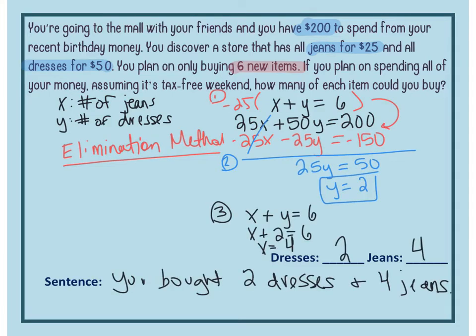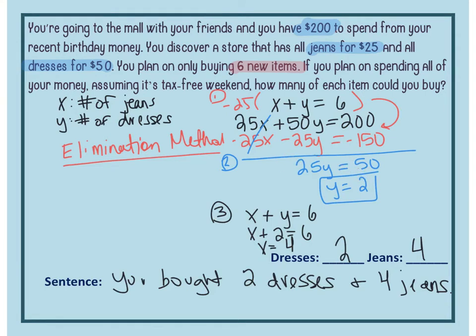Okay, hopefully you came out to the right answers. Now, it says dresses and jeans, but yeah, we started with jeans and dresses. So always go back and make sure that X was jeans. So the number of jeans was 4. I actually flipped them here. So you actually bought 2 dresses since Y is dresses.